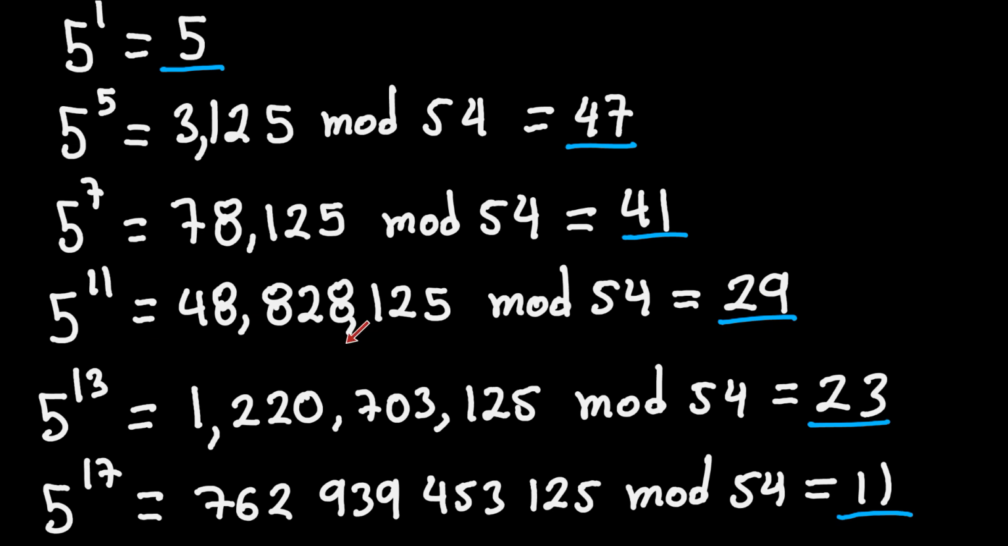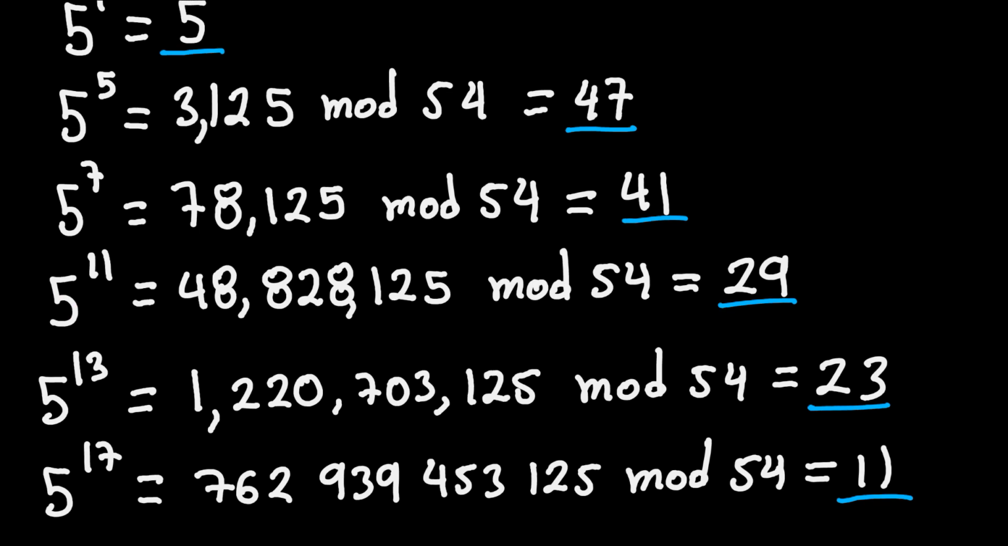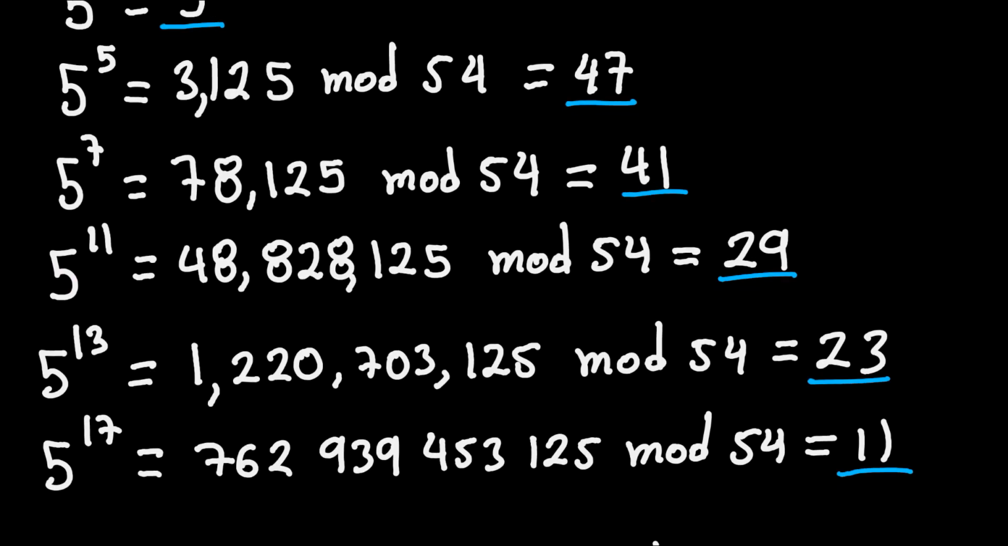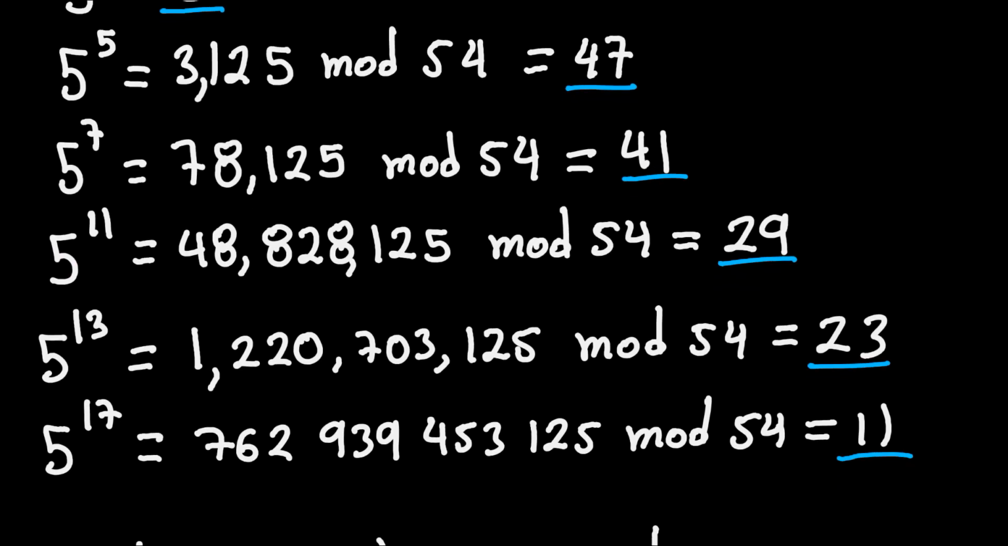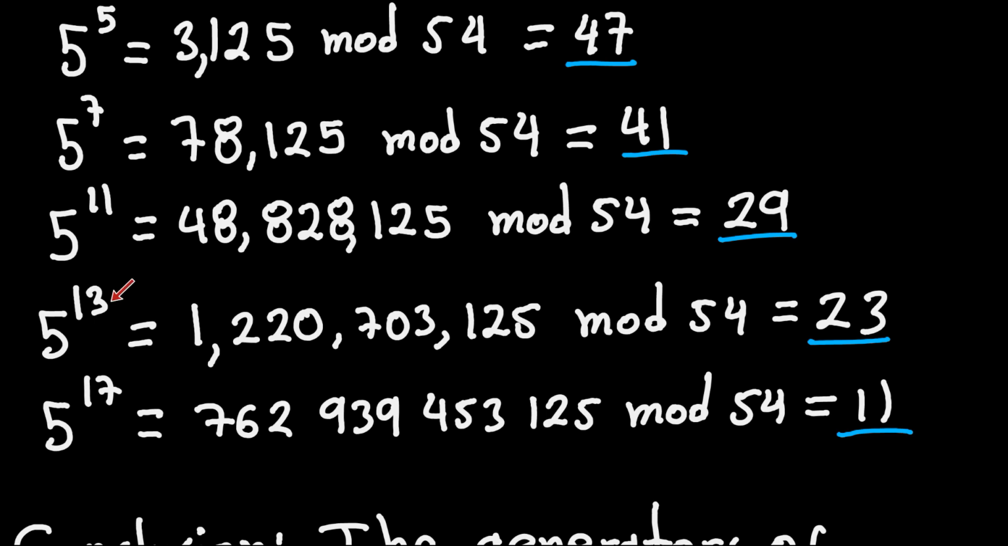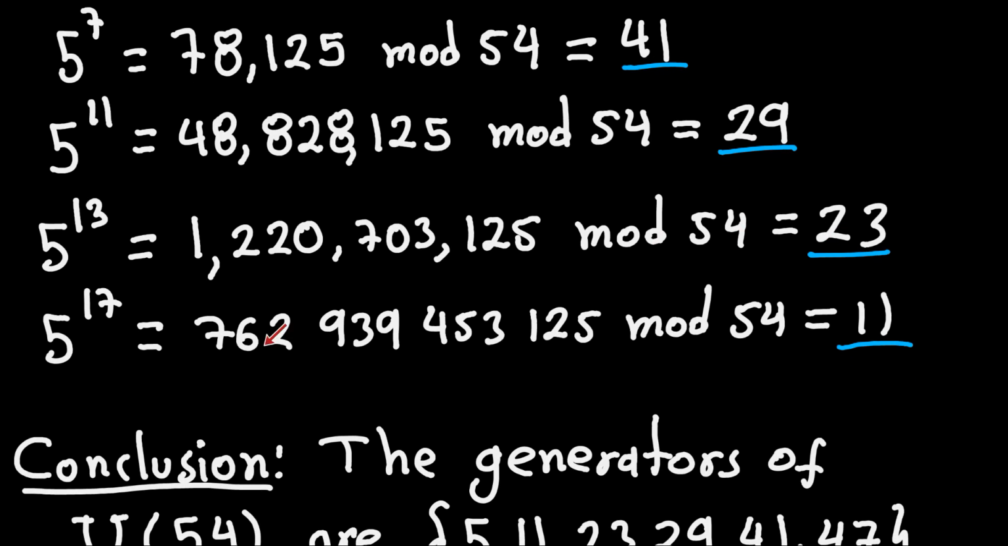And now, the computations that I'm doing here, the way I'm doing it, are not the most efficient way. You can simplify this a little bit more, but I'm not going to get into the details of how to simplify that. That is fast modular exponentiation, something that I cover already in this channel. If you are interested in seeing something like that, just search in my channel for fast modular exponentiation. The same for the other ones. So you do it for 13, for 17, you get these big numbers. Again, this is not the most efficient way. You do modulo 54, you get 23, and so on for the other one, 17.